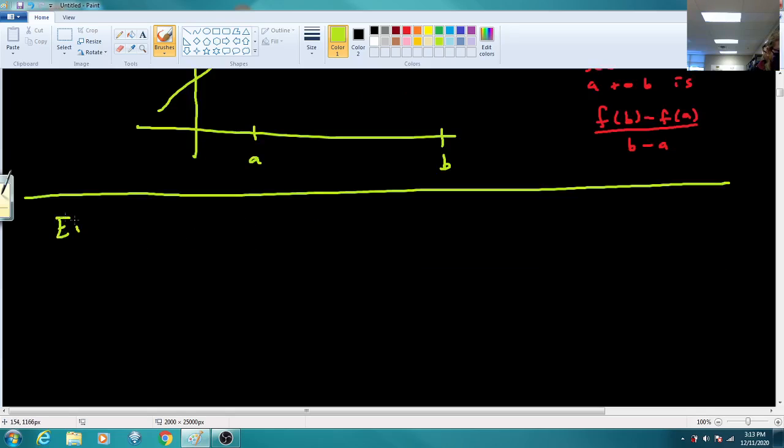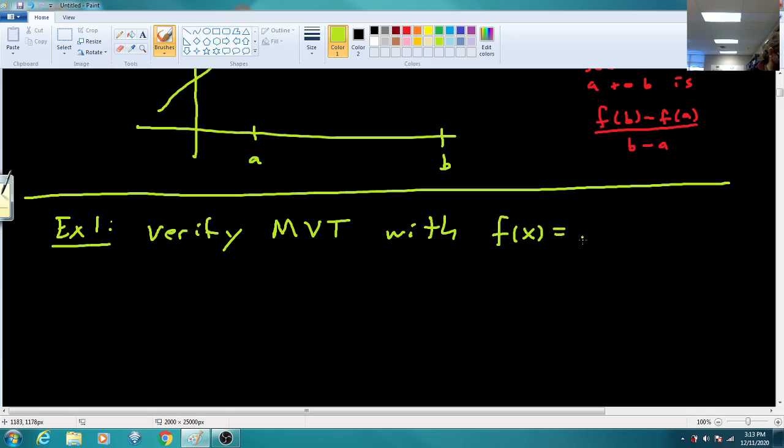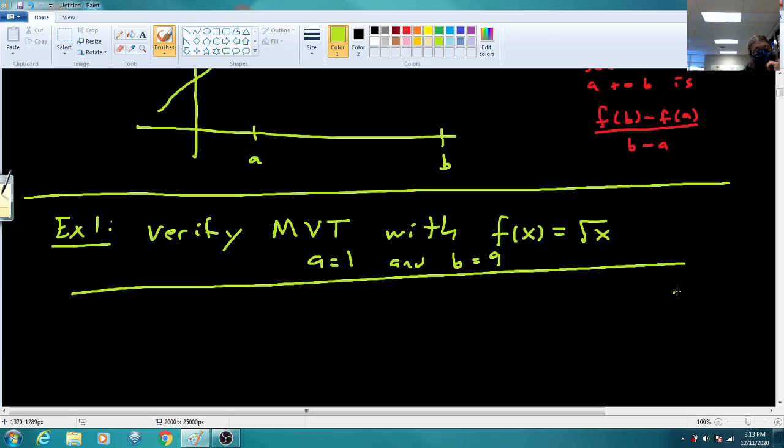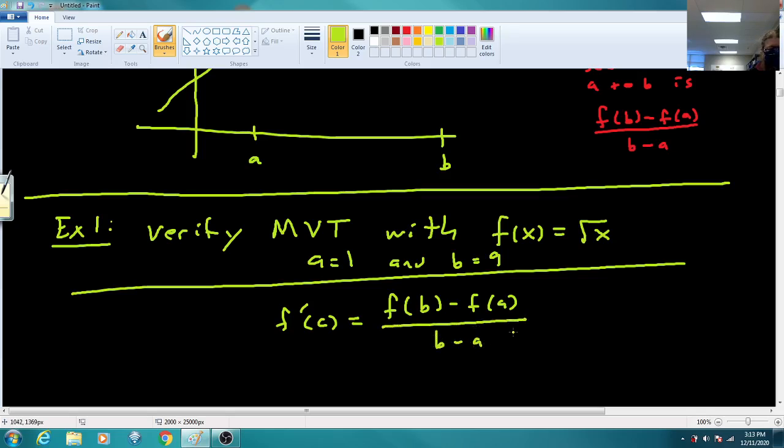So for our first example, we want to verify, and the book says MVT for mean value theorem, we want to verify the mean value theorem with f of x equals square root of x, and a is 1 and b is 9. Mean value theorem again says that there's some c where f prime of c is going to equal f of b minus f of a, all that over b minus a.